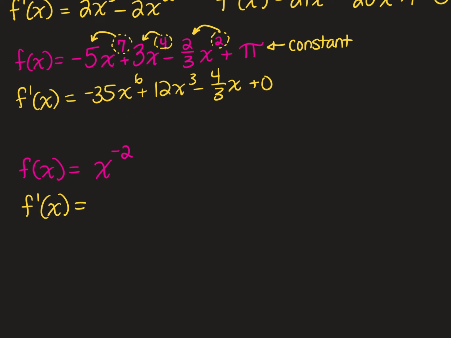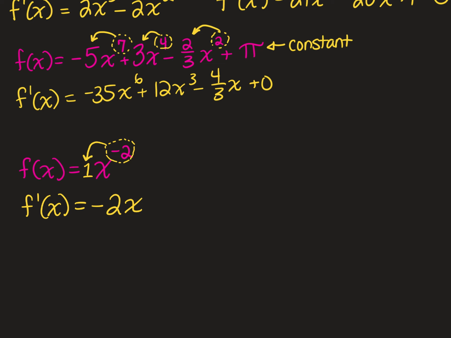Okay, what is going to be the number in front of x for this one? Yep, take that negative 2, multiply it by your coefficient. Our coefficient here is just 1, okay? So we get negative 2x. Now, what power is it going to have?